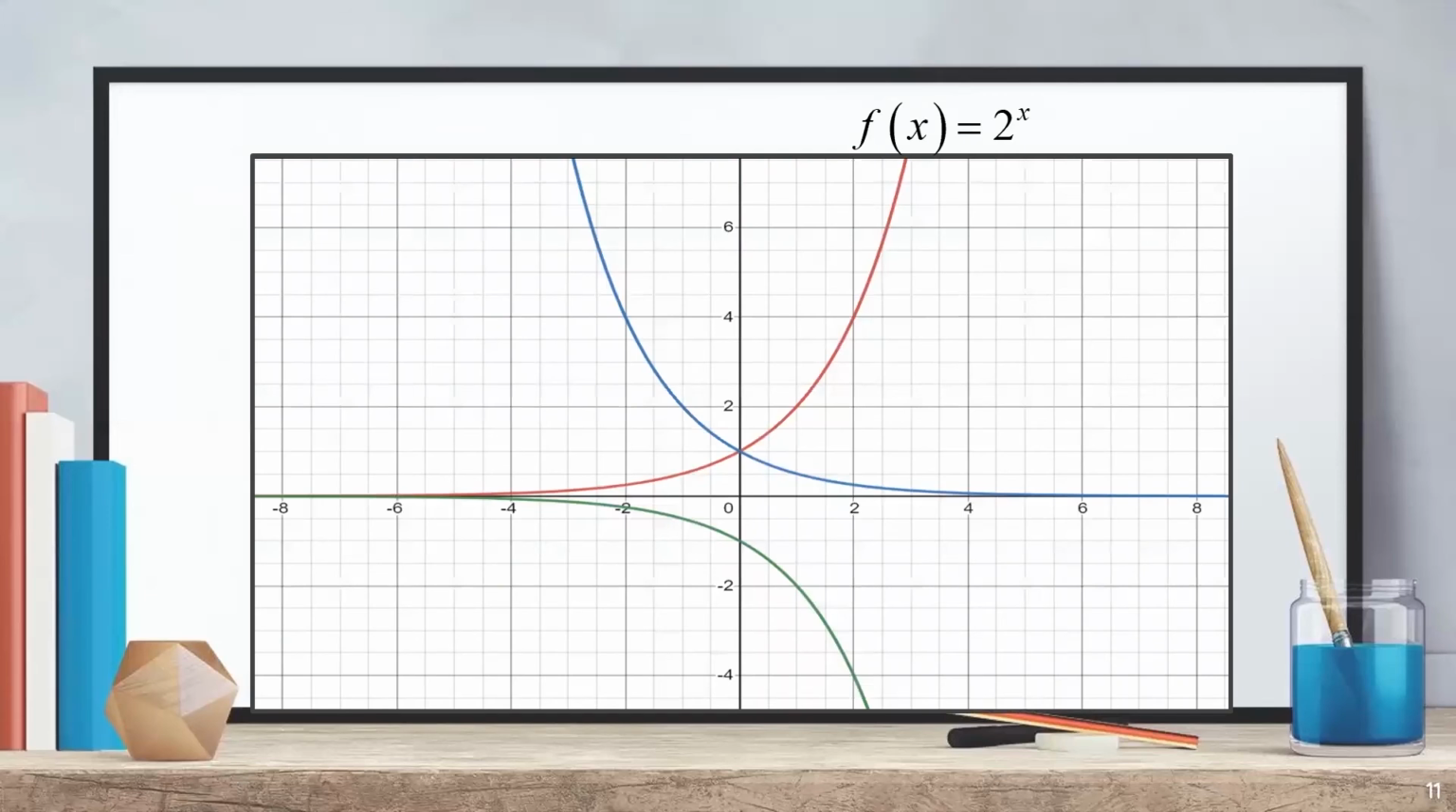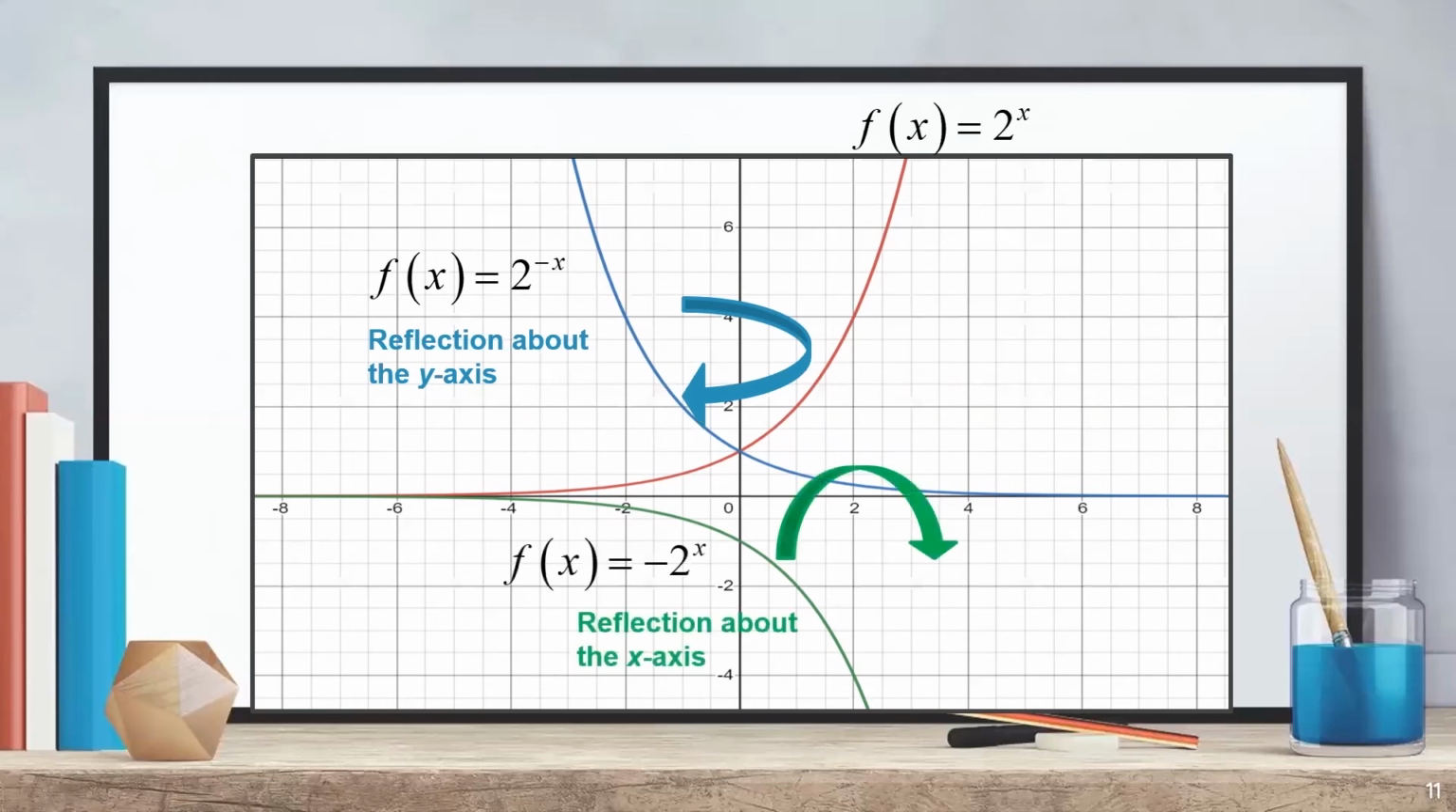In this illustration, the blue graph represents the function f of x equals 2 raised to negative x. See that the graph of f of x equals 2 raised to x was reflected with respect to the y-axis when the exponent was negated. On the other hand, the green graph represents the function f of x equals negative 2 raised to x, which is a reflected image of f of x equals 2 raised to x when the base was negated.